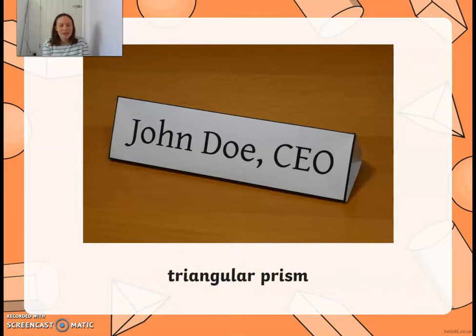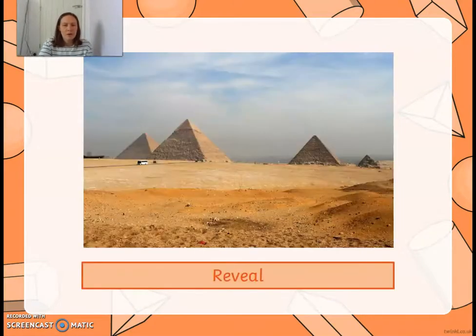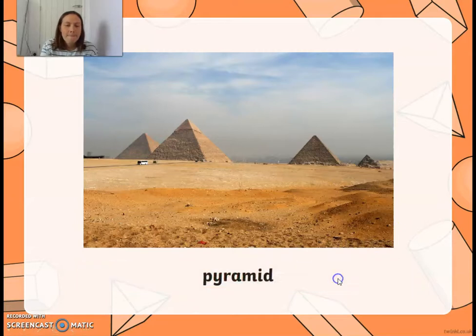Fantastic. It's a triangular prism. Oh, we should know what these are called. In Egypt, they are called the pyramids. Mrs. Midlane's been there too.